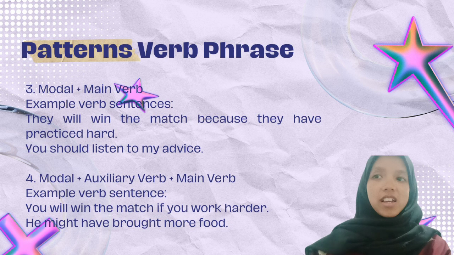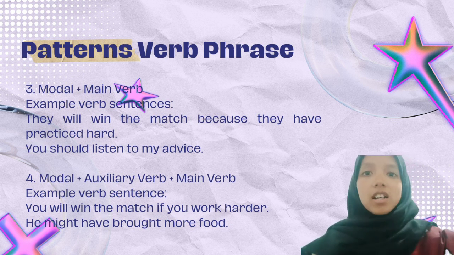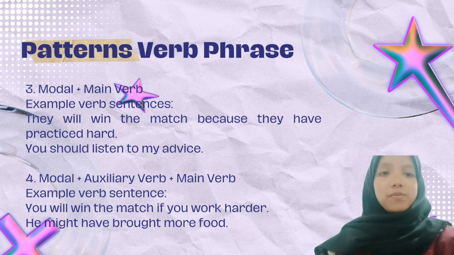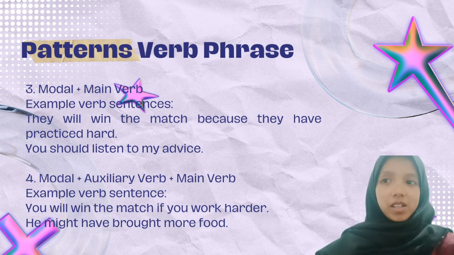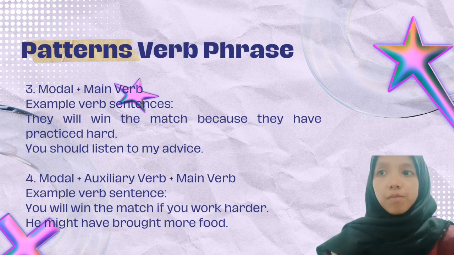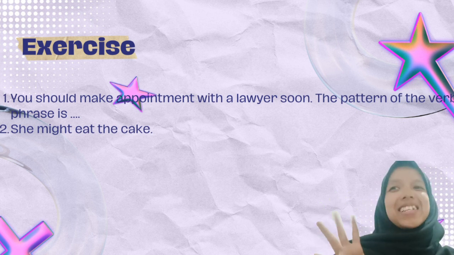And the fourth is modal plus auxiliary verb and main verb. Example, you will win the match if you work harder. He might have brought more food. Might is modal, auxiliary verb is have, and brought is main verb. The last is exercise.